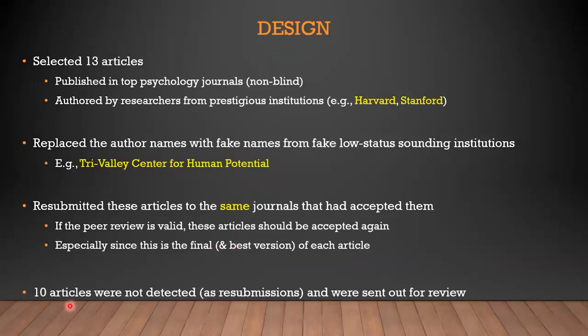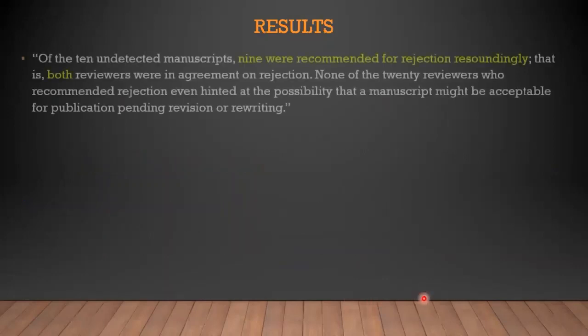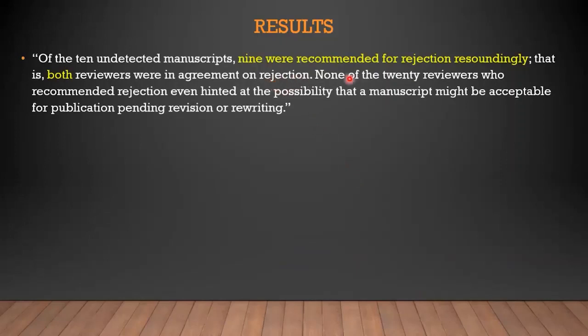So yeah, 10 articles were not detected by the editors because of the change of the names and the other things. 3 of them were detected and returned. So 10 were not detected and sent out for peer review. So let's see what happened. 9 were recommended for rejection resoundingly by both reviewers. Both reviewers agreed that this paper should be rejected.